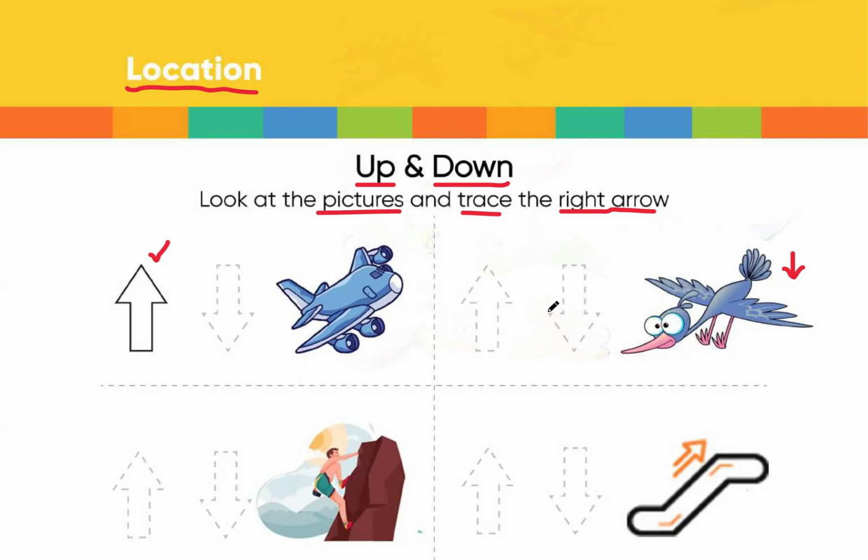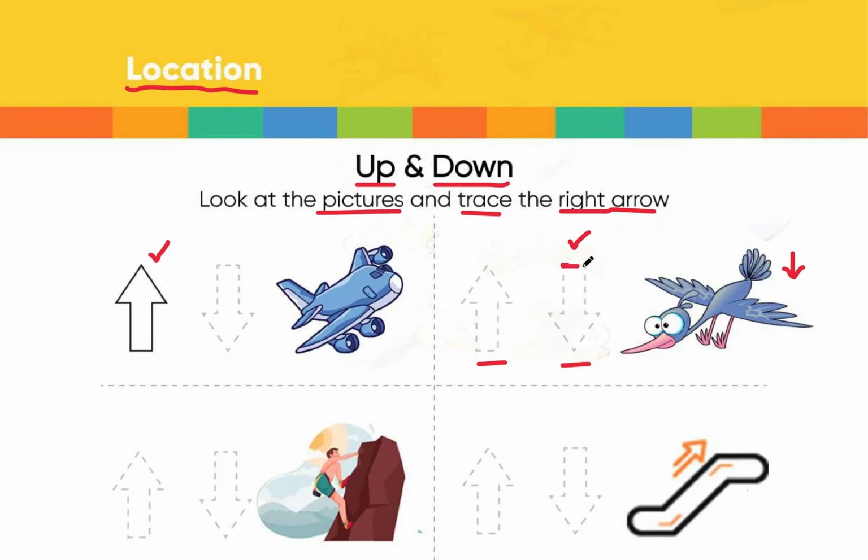Now just look at the arrows which are in front of it. Here you can see the arrow which is pointing in the upward direction. Here you can see the arrow which is pointing in the downward direction. And we have just realized that this bird is moving in the downward direction. That means we have to consider only this arrowhead. So let's start tracing this one.